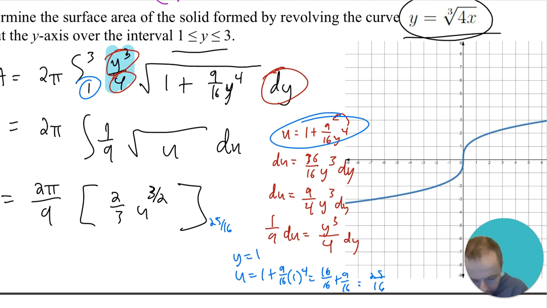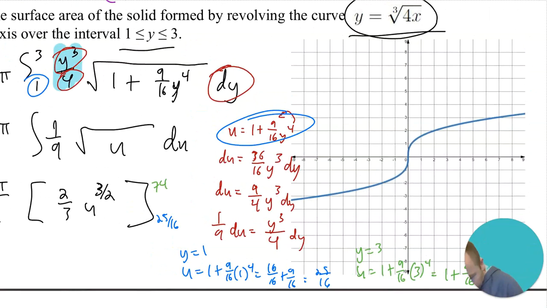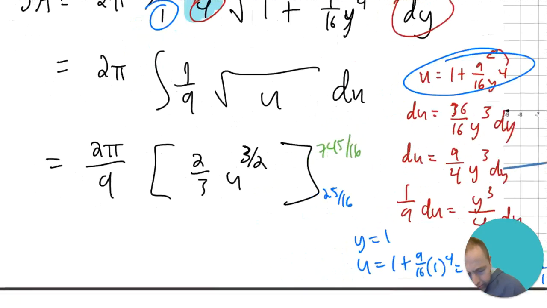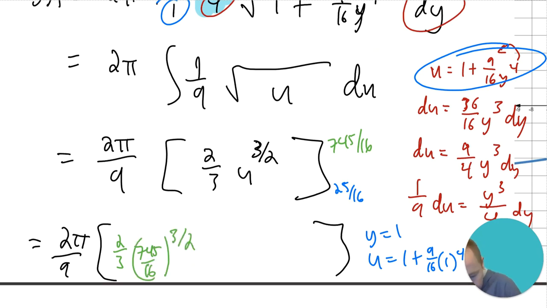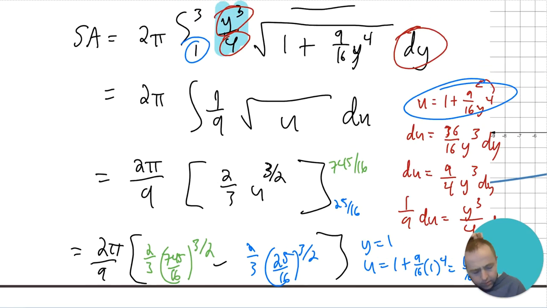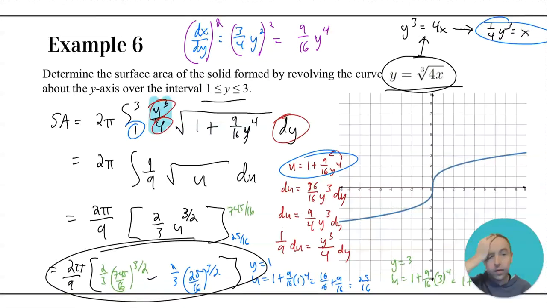And when y was 3 as your upper limit, u becomes 1 plus 9/16 of 3 to the 4th, which is 1 plus 9/16 times 81. That becomes a little more involved. It comes out to be 745/16, I believe. Just a little bit of crazy stuff. So you do 2 pi over 9, and then plug in 745/16 first, so 2/3 times 745/16 to the 3/2, and then subtract and plug in 25/16 raised to the 3/2. Then you just need to figure all that out and do the math. I'm going to stop it right there. You can plug it into a calculator and get a decimal answer, and that would be good enough.